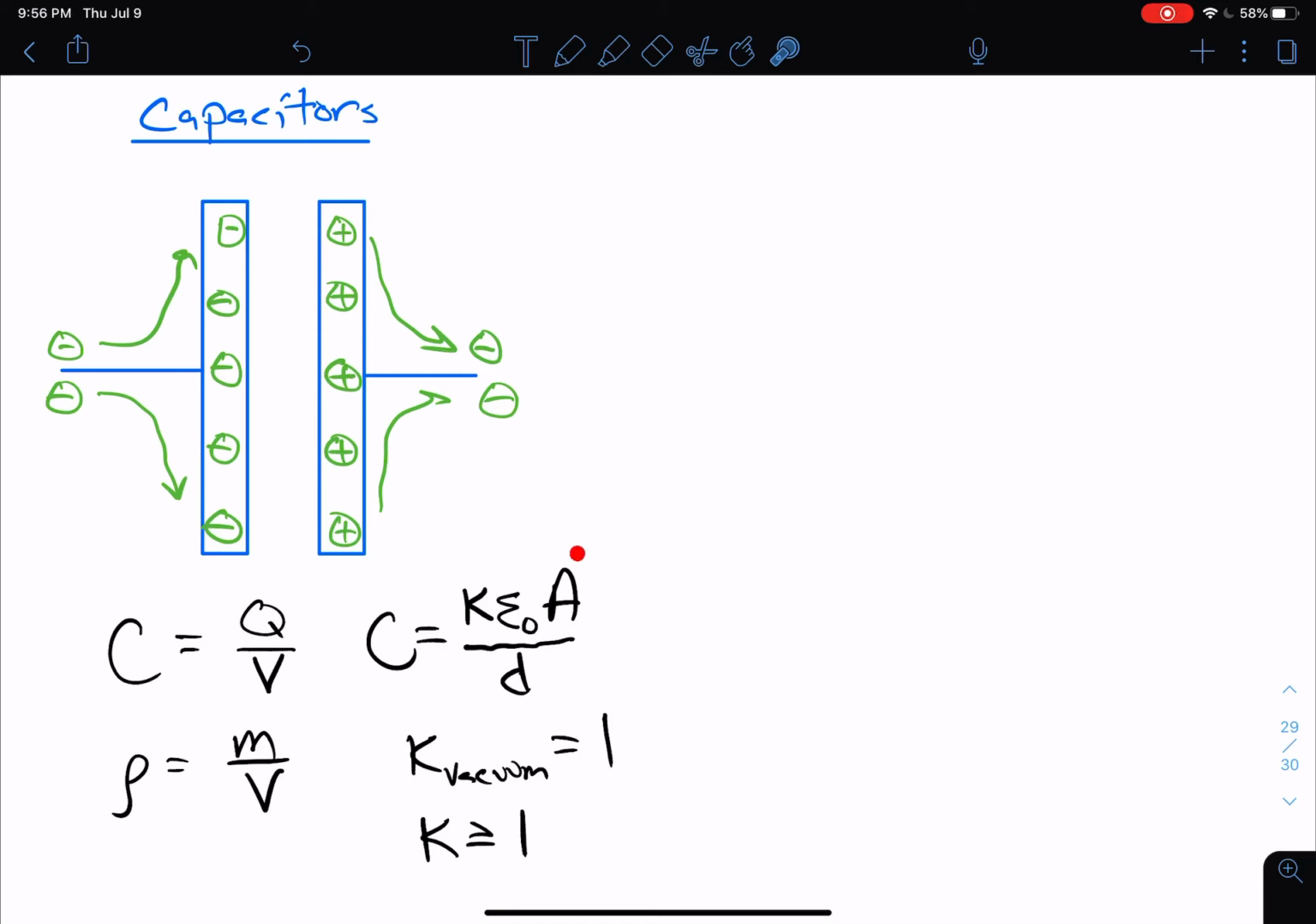Now, I do need to stress again that this formula is only for a parallel plate capacitor. And we're only going to be looking at parallel plate capacitors, but I want you to be aware that for different types of capacitors, there's a different formula. This one only applies to parallel plate capacitors. This formula, however, applies to any capacitor. This formula is always true. Now let's talk about the energy that is stored in a capacitor.